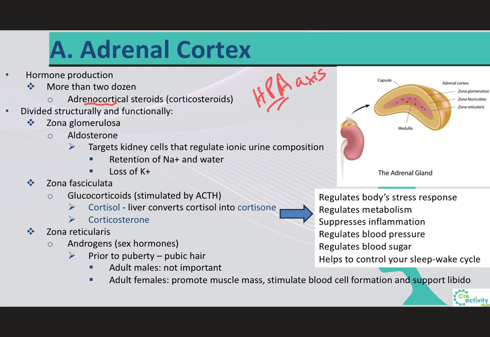Now let's go over what each zona of the adrenal cortex will do. First, we have the zona glomerulosa, which will produce what we call the mineralocorticoids. The main one that they produce is what we call aldosterone. And this hormone will target the kidney cells that regulate the ionic composition of urine. So as a result of this, it will cause the retention of water and sodium ions. In exchange, it will get rid of potassium ions.